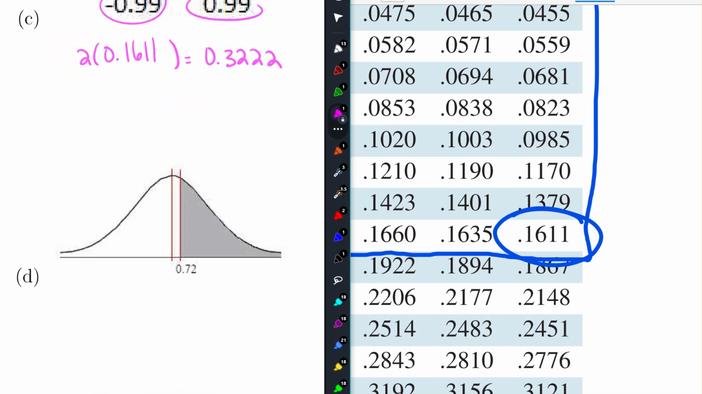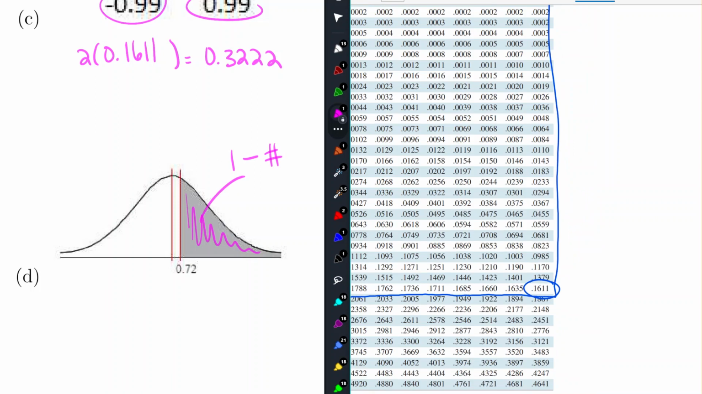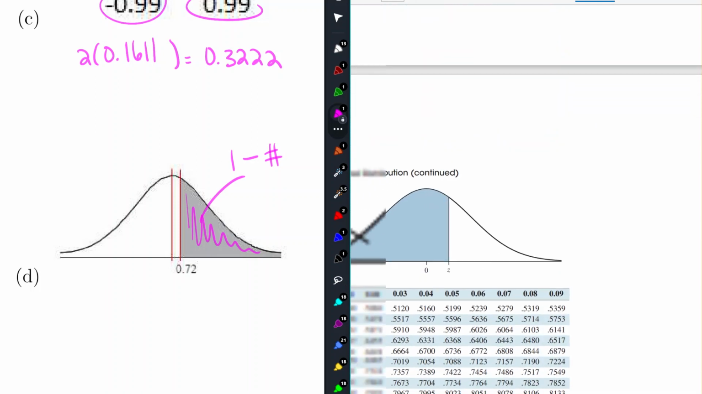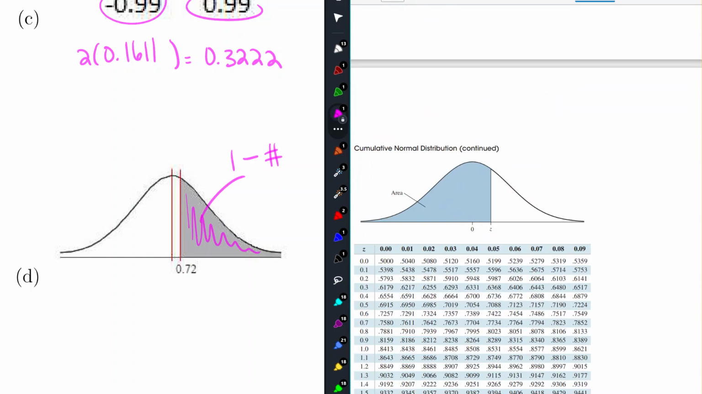Now part D, I see that I'm asked to find the area to the right. I'm cautious because I know that area to the right is 1 minus the number in the chart, because the chart always gives you area to the left. And remember, the total area under the curve is 1. So if the chart is going to give you this value, but you want to find this, you need to do 1 minus that number.